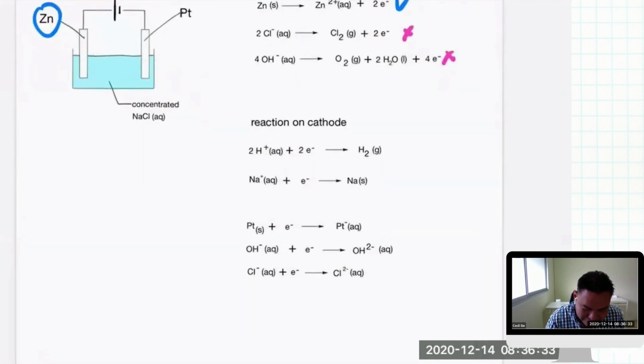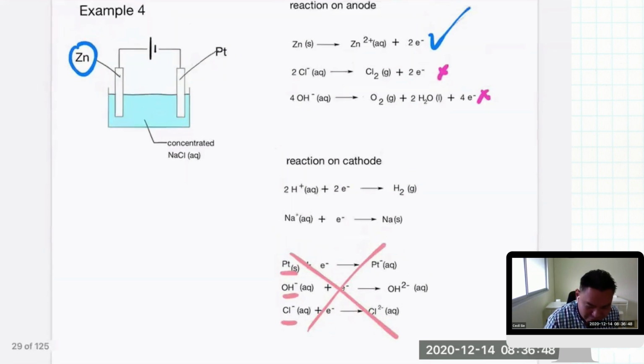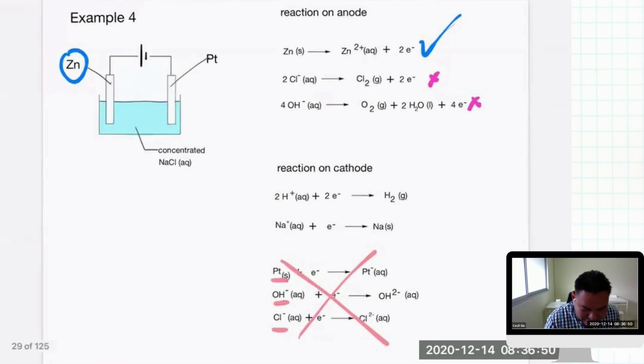Now back to example 4. We cross out these three: platinum, OH minus, and Cl minus, because they are metal and negative ions. Concentrated sodium chloride. This time the anode is zinc, but the anode won't affect our reaction because we are analyzing the reaction on the cathode.